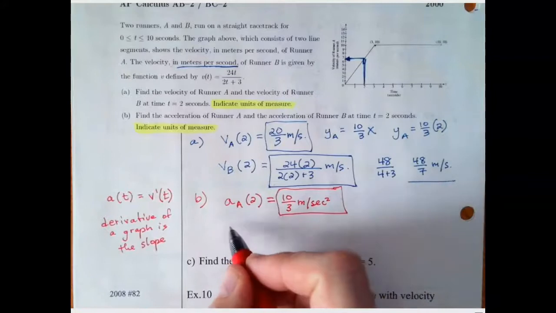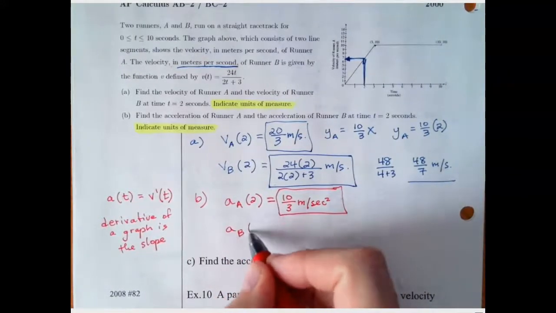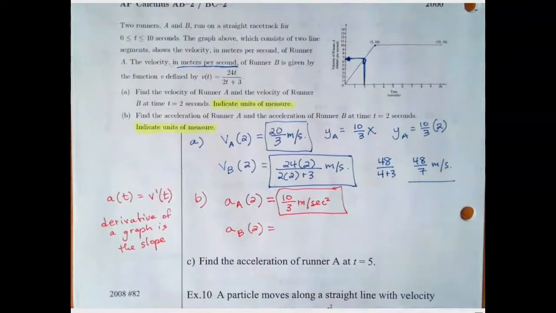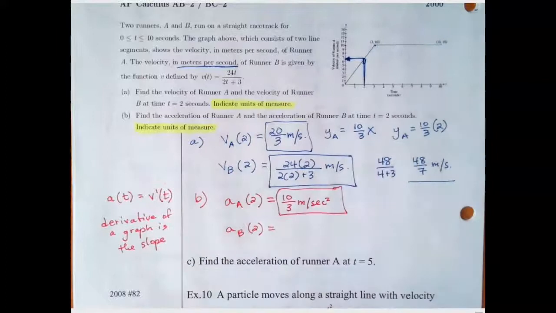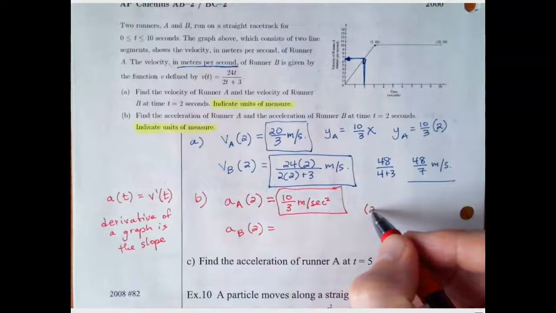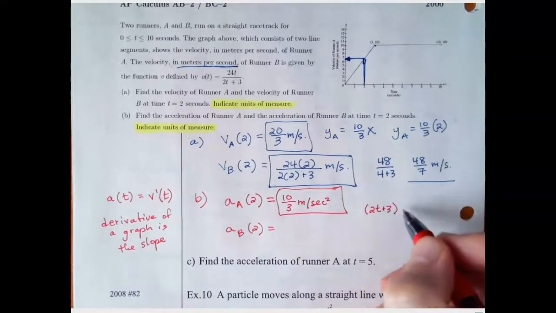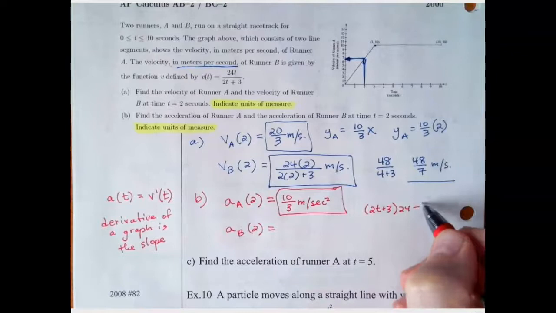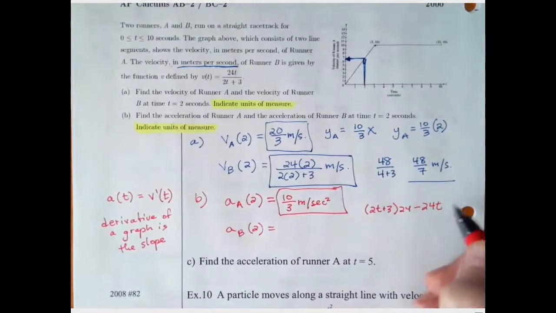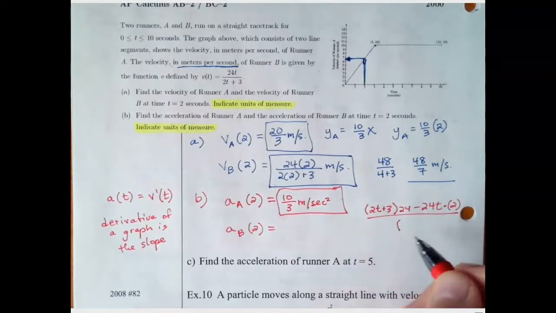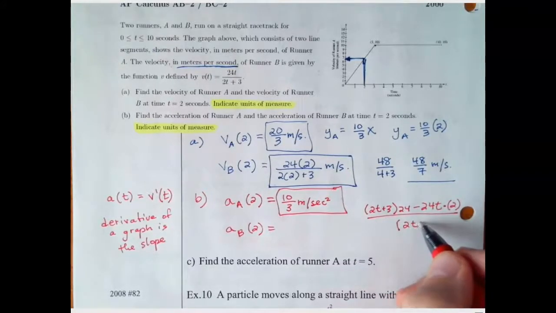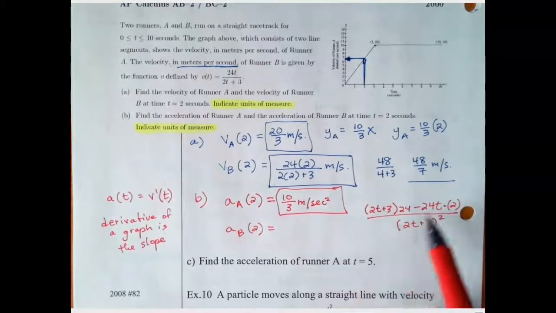Okay, and then we want the acceleration of runner B at 2. Now, when we have an equation and we want to find the derivative, we need to take the derivative using the rules, and that's the quotient rule. So that's going to be low d high minus high d low. D low is going to be 2 over low squared. And we're going to evaluate that at 2.